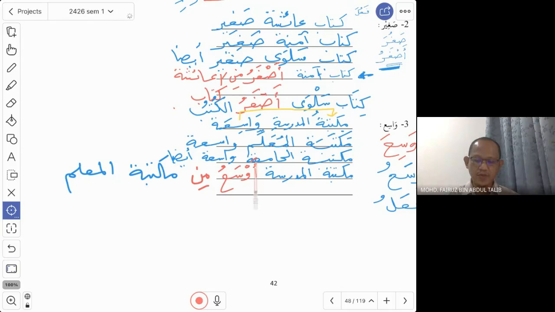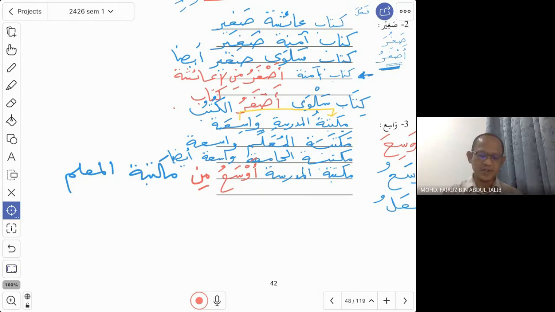But when we use the isim tafdil, we don't have to change to muannas or muzakkar because the isim tafdil has only one wazan, only one pattern. It is always awsa'u. It is always af'alu. So you don't have to change this to awsa'atu. No need. For isim tafdil, there is no need to change to the muannas form. You just use the same word for both muzakkar and muannas. So that is the rule for isim tafdil.